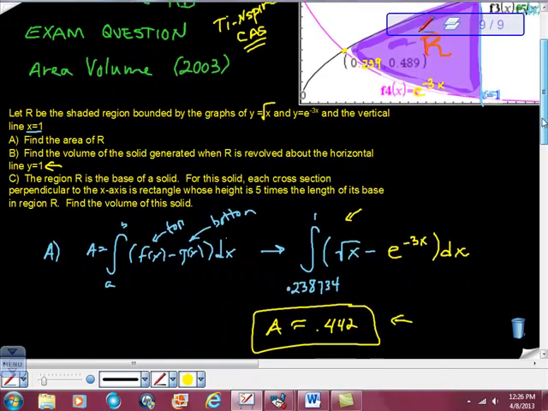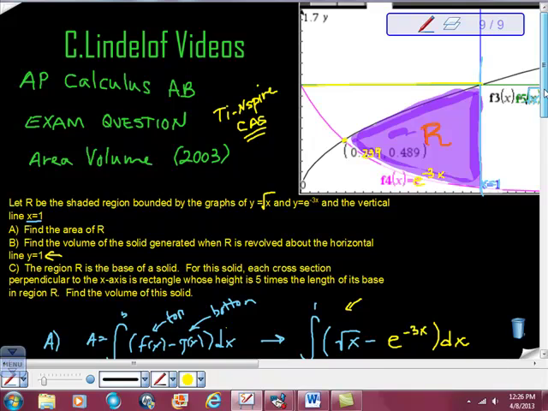So all I'm going to do is this. I'm going to start looking at this and say, look, the piece that's furthest away from here is the e to the negative 3x power, isn't it? So the radius, which is here, this thing is being spun, isn't it? The radius from here to here is 1 minus e to the negative 3x power, squared.